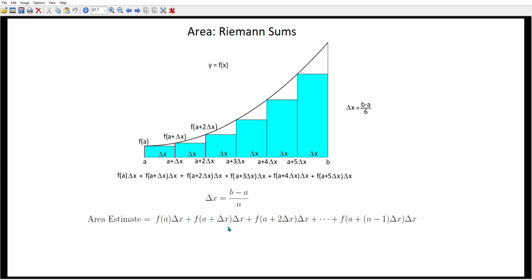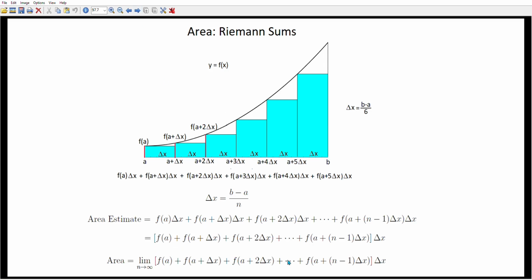And now one of the things that people often do here is you can see there's a delta x in each one of these terms. Just factor it out. And now finally, what is the area? The area is the limit as n goes to infinity of this mess. And that is our definition of area.